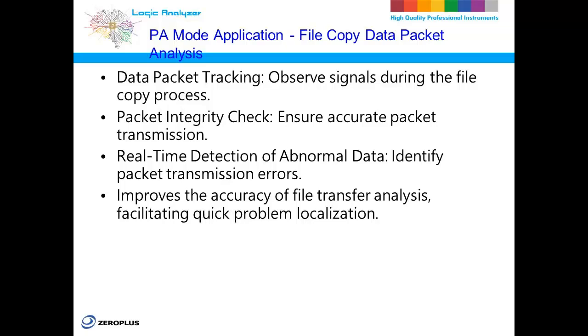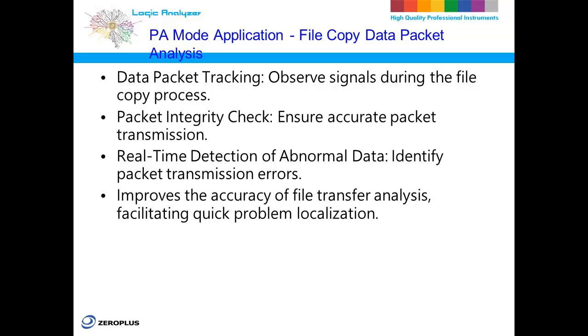Real-time detection of abnormal data: identifying packet transmission errors during file copying. Any abnormal data transmission will affect the final file result. Whether it's due to hardware issues, interference, or protocol errors, abnormal data will cause the file copy process to fail. Therefore, real-time detection of abnormal data is an important part of file transfer analysis.